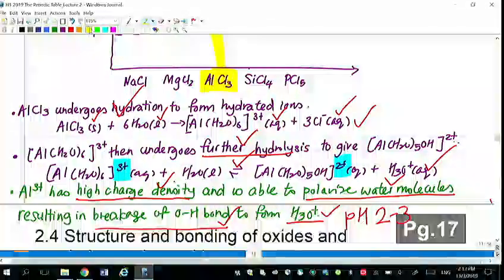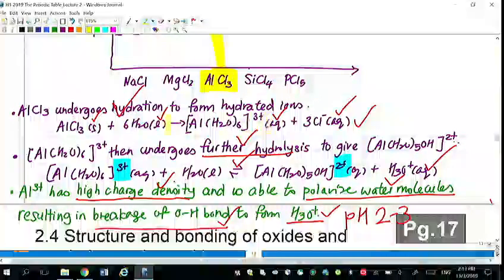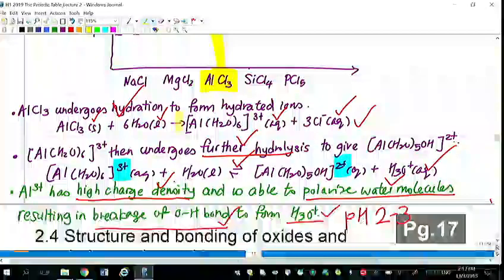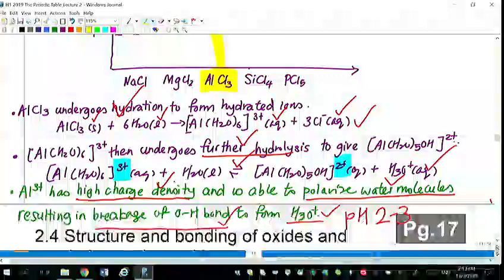I'm giving you some time to write it down. I want you to practice writing the equation. During your free time, when you have nothing to do, just look through this set of notes and then write out the equations for your period 3 chlorides when you dissolve them in water.